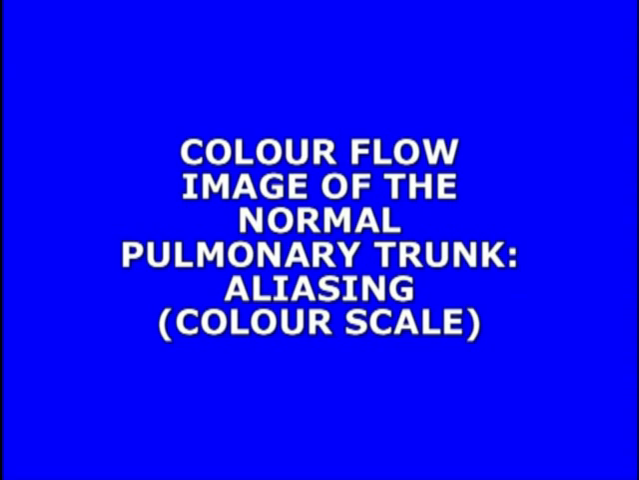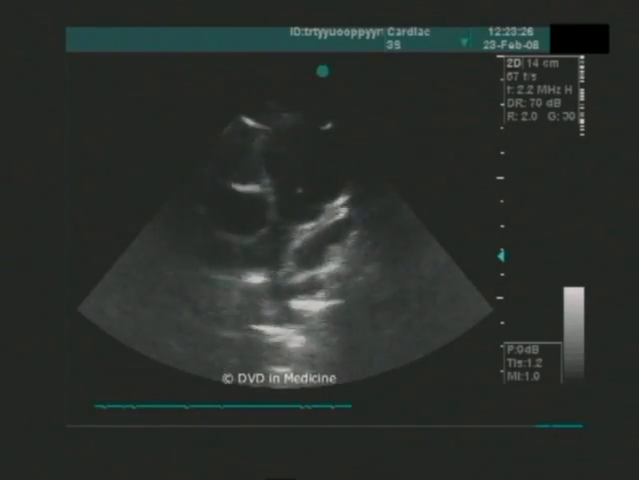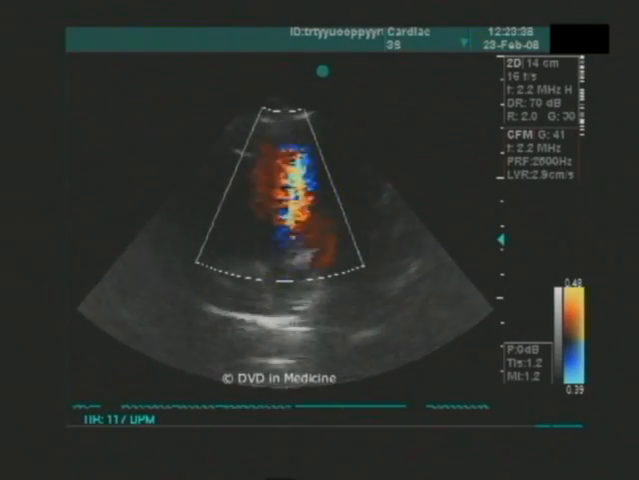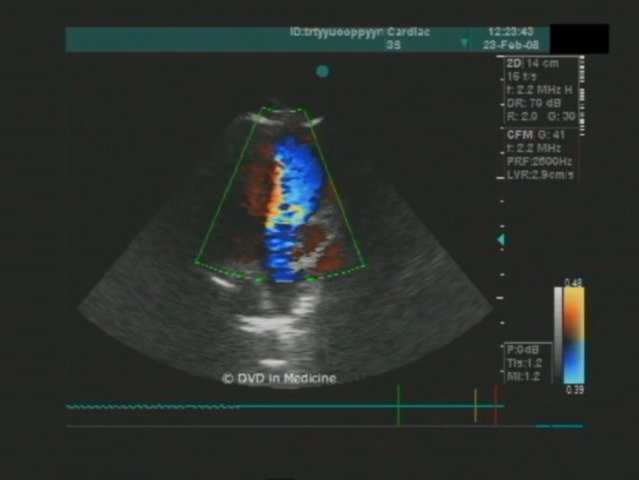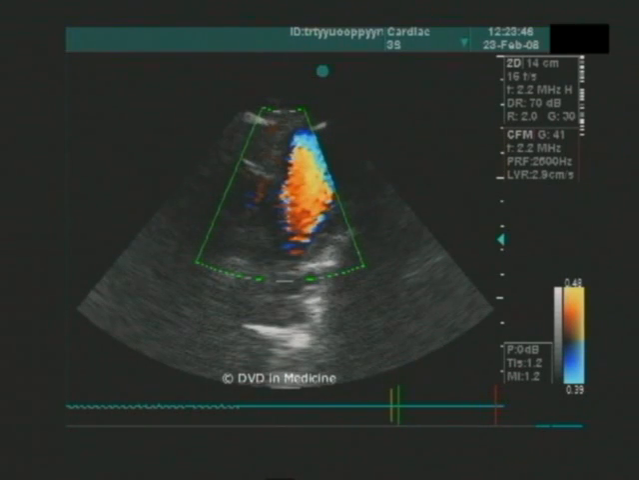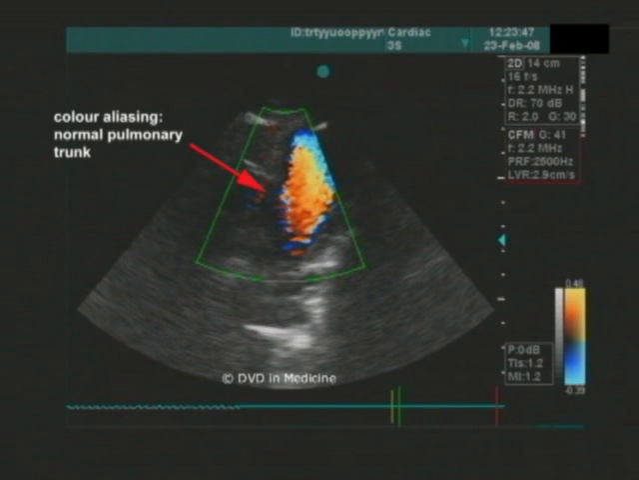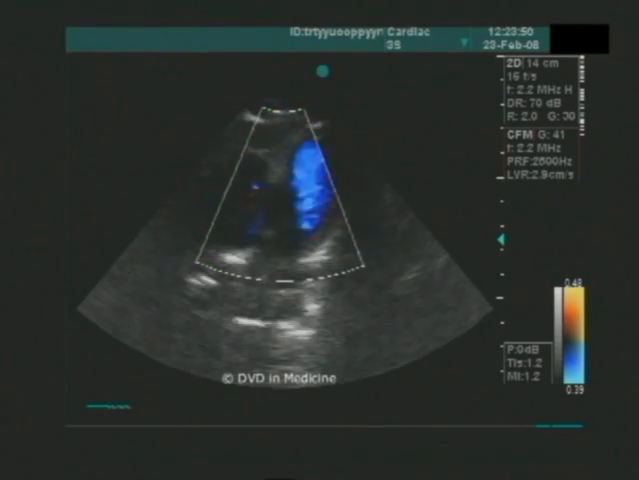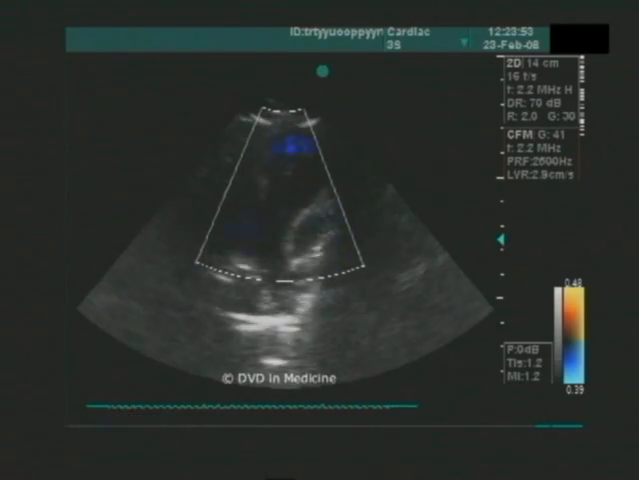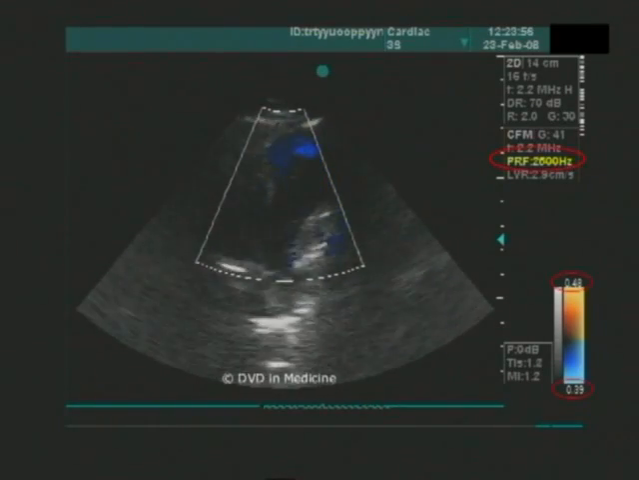Color flow image of the normal pulmonary trunk. Aliasing. Adjusting the color scale. In this clip, we demonstrate another case of aliasing in the normal pulmonary trunk. The aliasing is removed by correcting the velocity scale to accommodate the range of normal velocities in the pulmonary trunk.